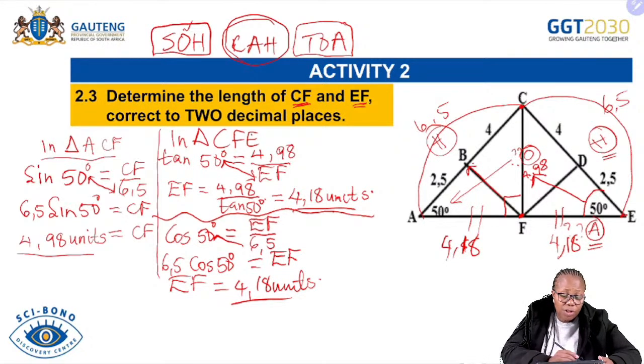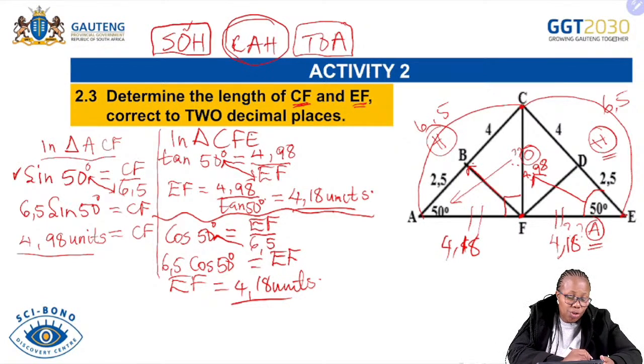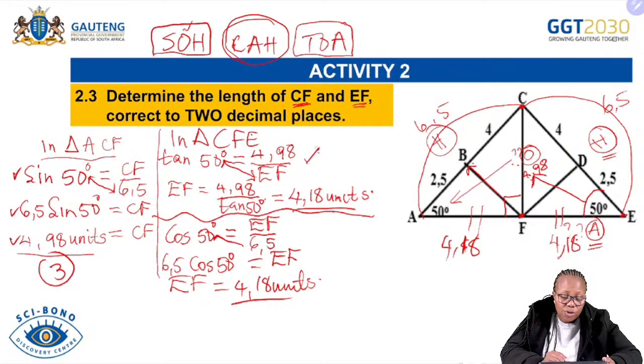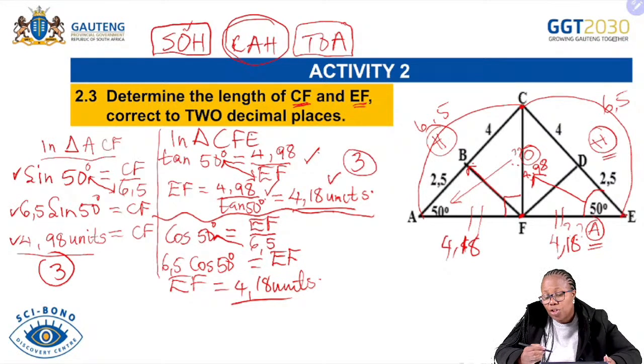And then the mark allocation around this one, for CF length, it will be substitution into the correct answer, cross multiplication, and the answer there. 3 marks for that. Substitution, simplifying, and the answer, 3 marks for the EF. So the whole question will be worth 6 marks, grade 12s.